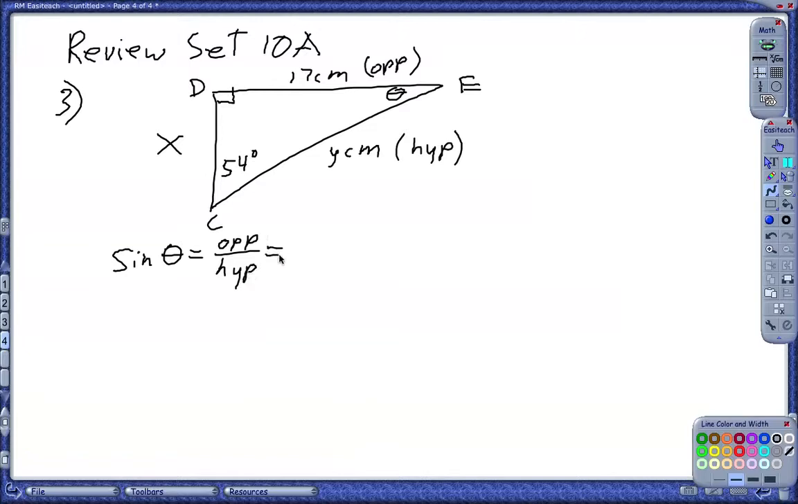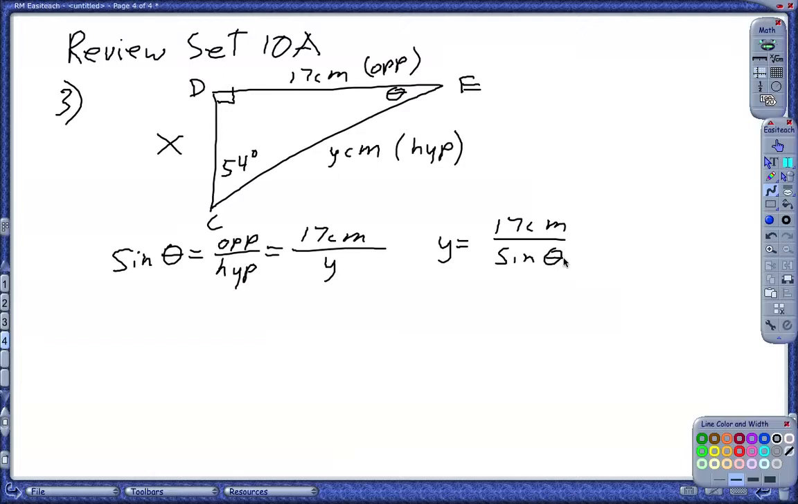In this case, the opposite is 17 centimeters. It's always good to show the units, so that way you don't forget them, because in many courses, especially in college, if you forget the units, the problem is wrong, even though the numbers may be right. Then the hypotenuse is Y. So we're really looking for Y. So how do I get Y by itself? Experience tells me I can swap sine theta with Y. So really Y is equal to 17 centimeters divided by sine theta.